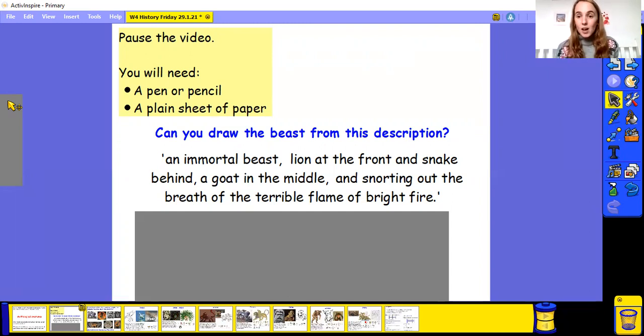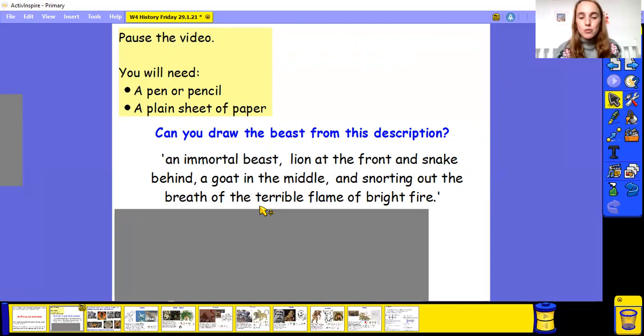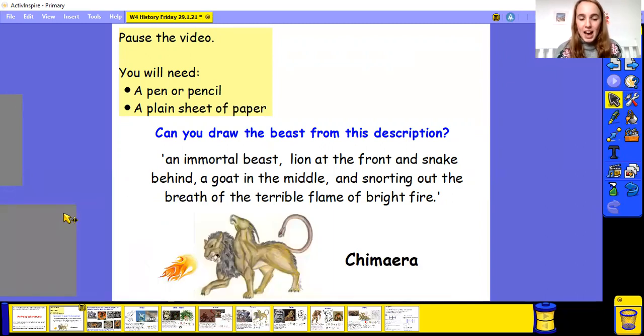Okay, I'd like to pause the video before I reveal it, and let's see. So you should have drawn this creature. How strange is this creature? So a lion at the front, a lion's face and front of the body, a snake at the back, a snake's behind, so tail and body, and a goat in the middle, which I find is the strangest part. A goat in the middle, so you can see a goat's head between his shoulder blades in the middle, and he's breathing out fire. So not only is it a lion, a snake, and a goat, he's actually breathing out fire too. So this creature is called a chimera.